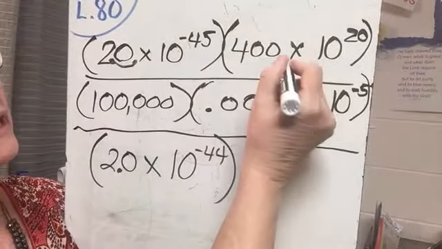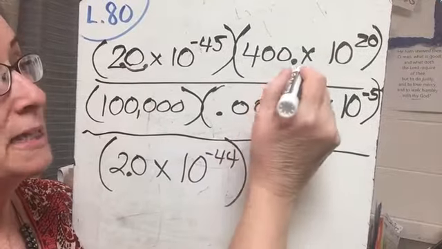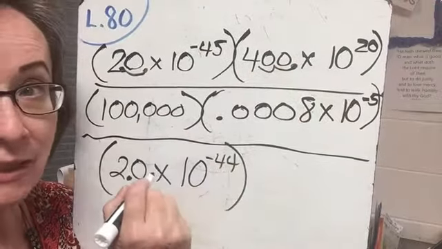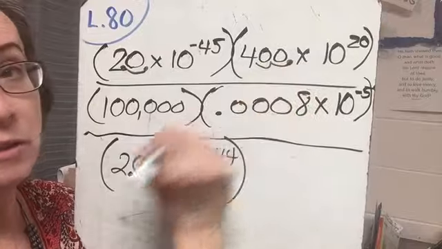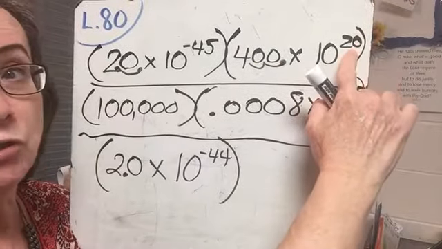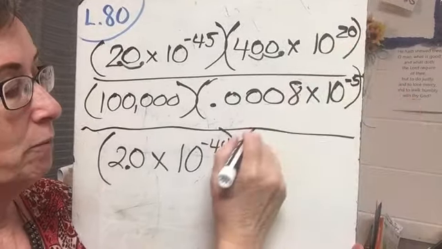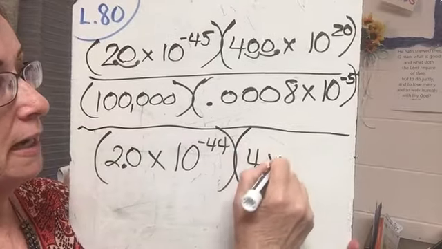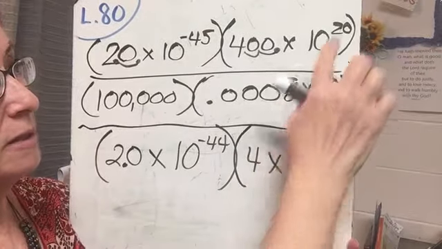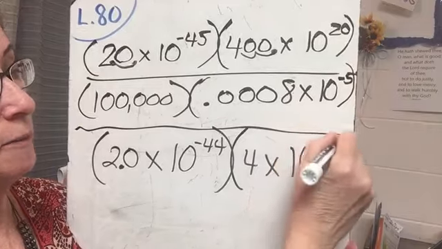The 400 has a decimal here. The decimal has to be moved 2 places to the left. Since I moved that one 2 to the left, this one needs to be moved 2 to the right, and we will get 4 times 10, 2 to the right, 22. Okay?